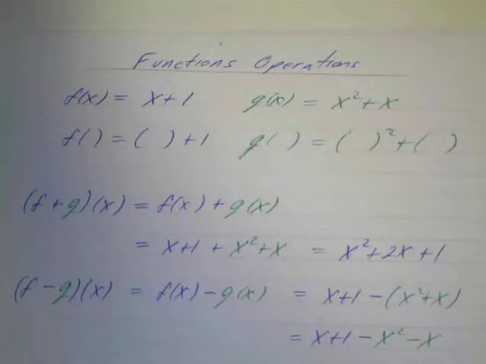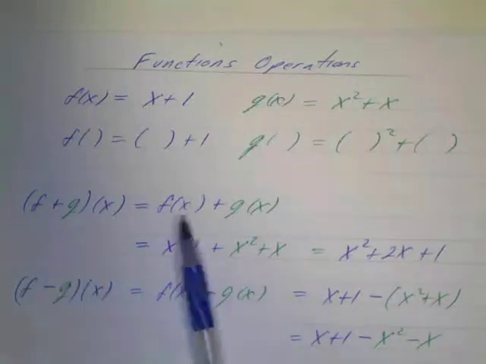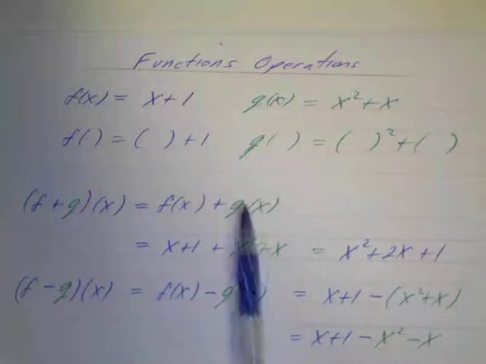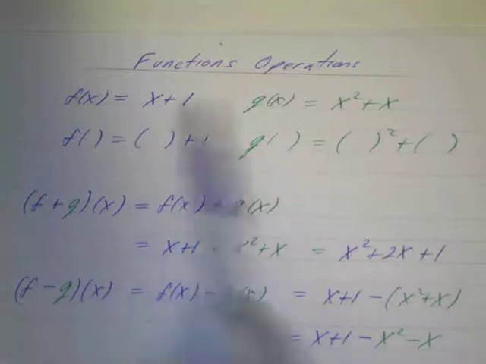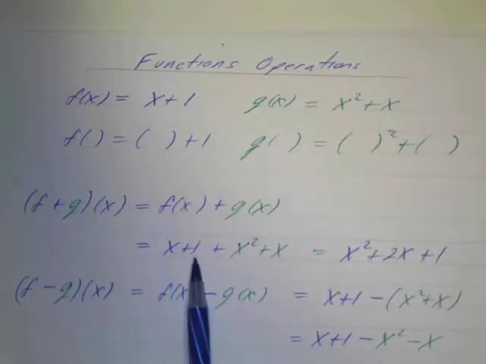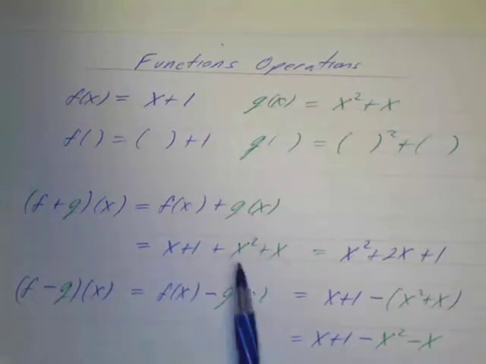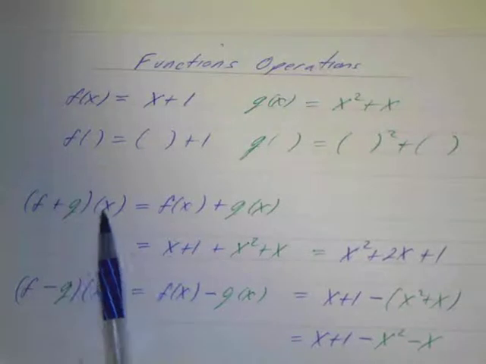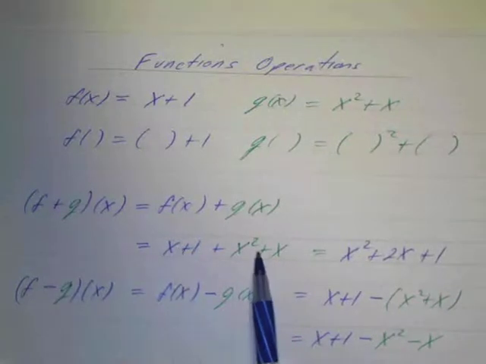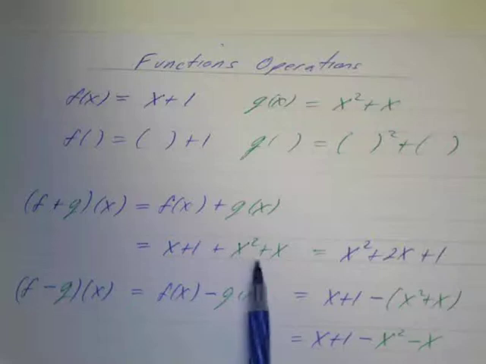So if we want to add functions, it's pretty easy. If we see f plus g of x, that just means f of x plus g of x. And if we've got our rules, we just add the rules. So we could simplify it like that, or we could find the values and add them. In this case, we have the rule, so f of x is x plus 1, and g of x is x squared plus x. So if I want to find f plus g of x, I just add f of x and g of x. So I get x squared, x plus x is 2x, plus 1. So we just add them.